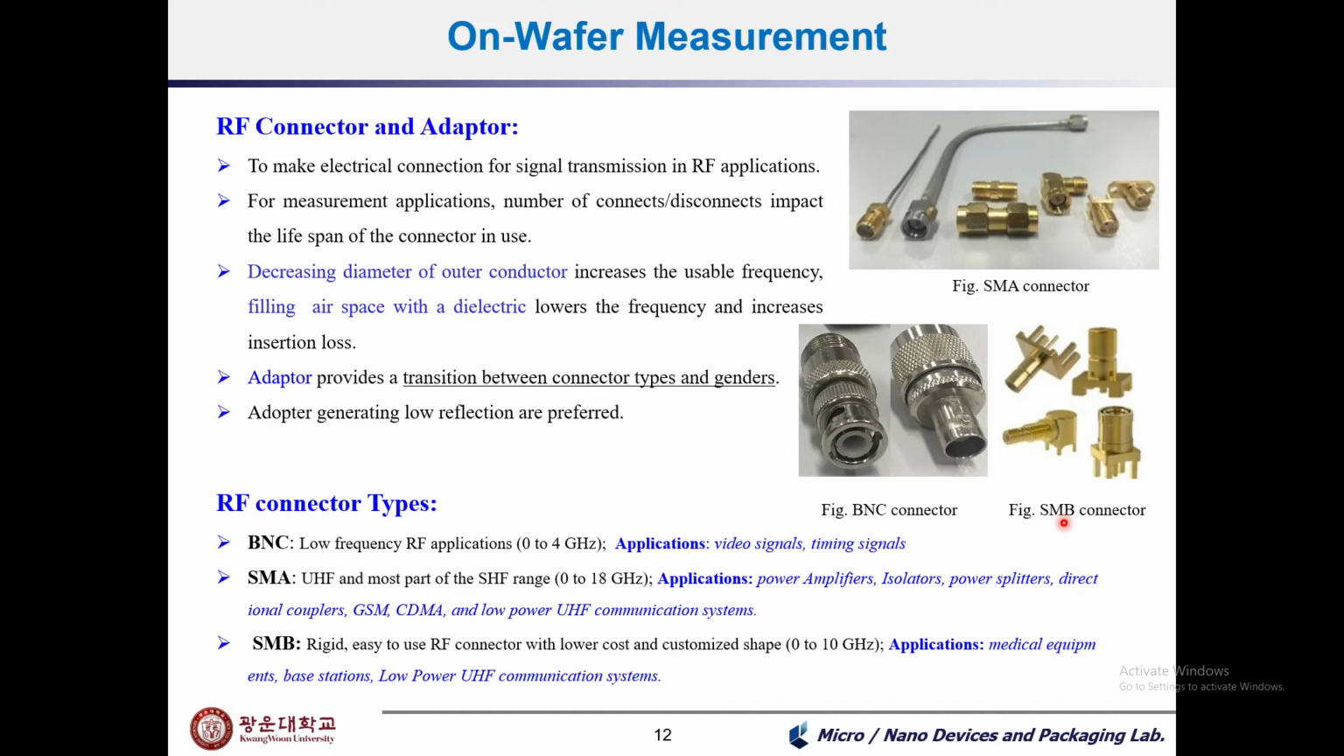The other type is the SMB, which is a rigid kind of RF connector and has an intermediate frequency in between these two, BNC and SMA, which is up to 10 GHz, and the applications include medical equipment, base stations, and low power UHF communication systems.